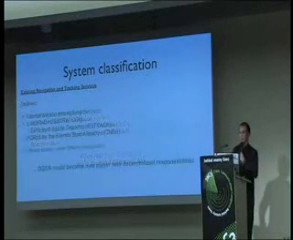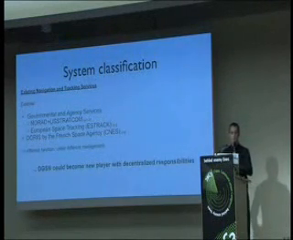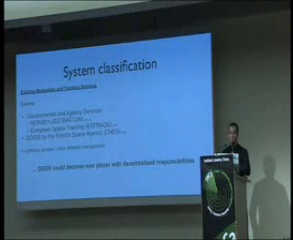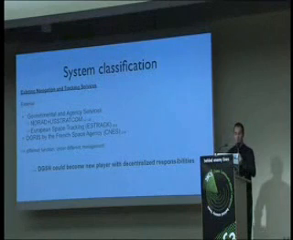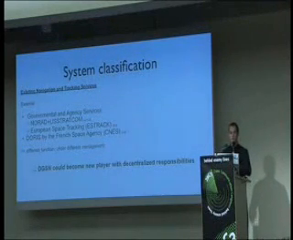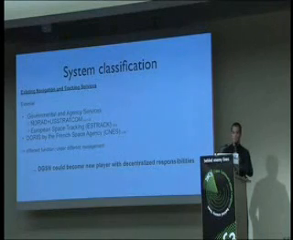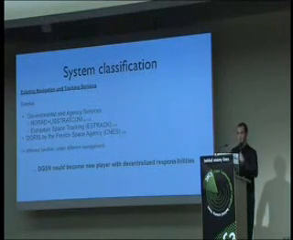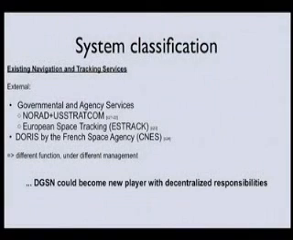So we want to have it externally, and governmental agencies are already doing this with NOAA and United States Strategic Command. They're tracking everything with radars that's greater than 2 centimeters, like a coin. The European Space Tracking S-Track, and the so-called goals of the CNES, like I mentioned before. So they have different objectives, different functions, and they are under different management. And the distributed ground station network could become a new player in between them with the decentralized responsibilities.